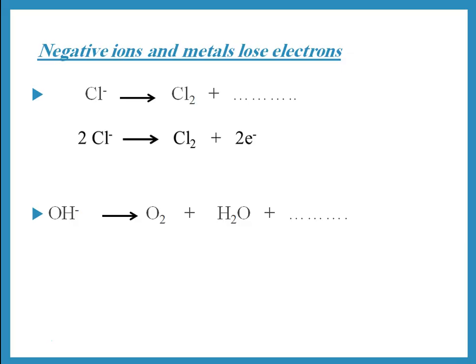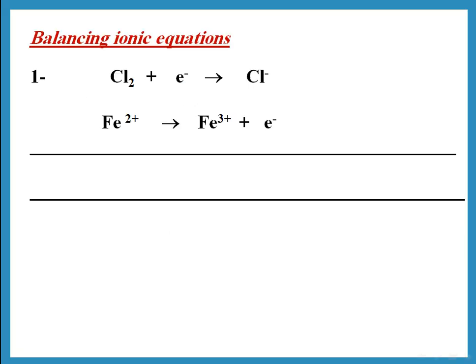So if I have 1 Cl before the arrow and 2 Cl's after the arrow, I need to put 2 before the Cl minus. And that means that now I have 2 negatives, so I end up with 2 negatives on the other side. OH minus. OH minus, when you sit down and balance it, you'll find that we have to balance this in order to balance the number of electrons and the number of atoms.